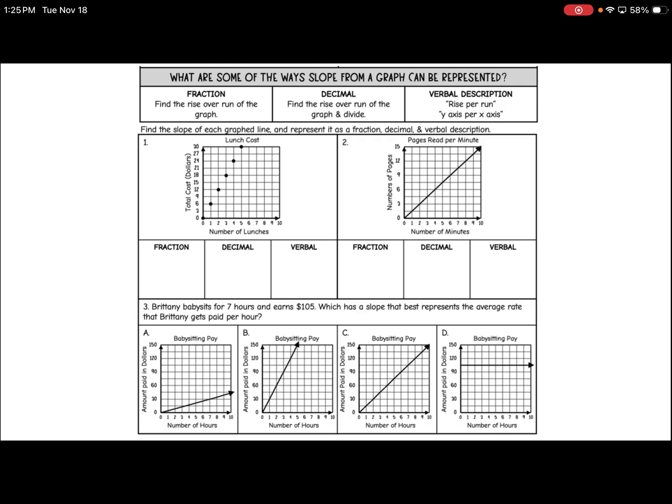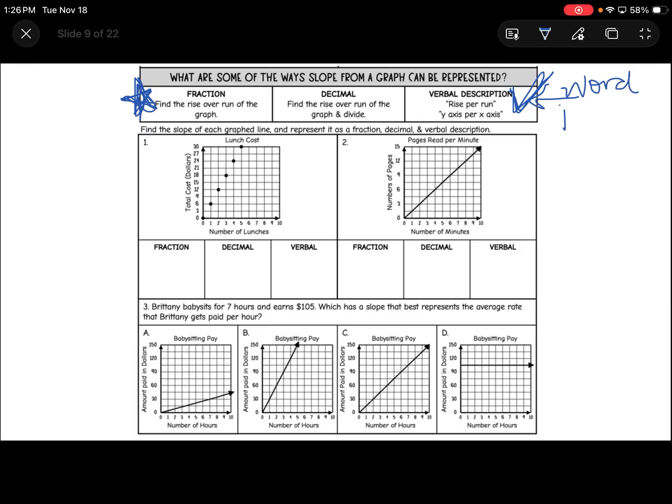Slope can be given in lots of ways. Our preferred way in this class is going to be looking at slope as a fraction. We are going to be writing the fraction version of slope 99% of the time. We will use the verbal description whenever we're doing word problems. Okay?